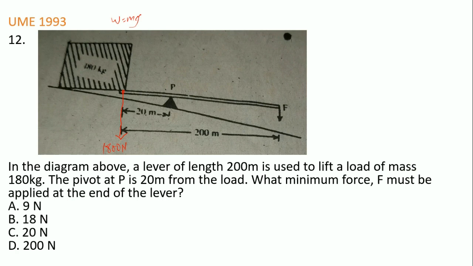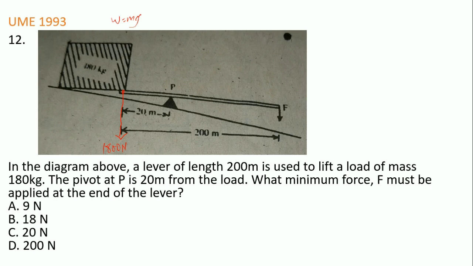What minimum force F must be applied at the end of the lever? Now, the minimum force that will be applied there will be the force that will just balance this weight, because if this force doesn't balance this weight, then this side is going to come down, and the other side of the beam is going to move up. So the minimum force we just have to apply is the one that balances this load here.